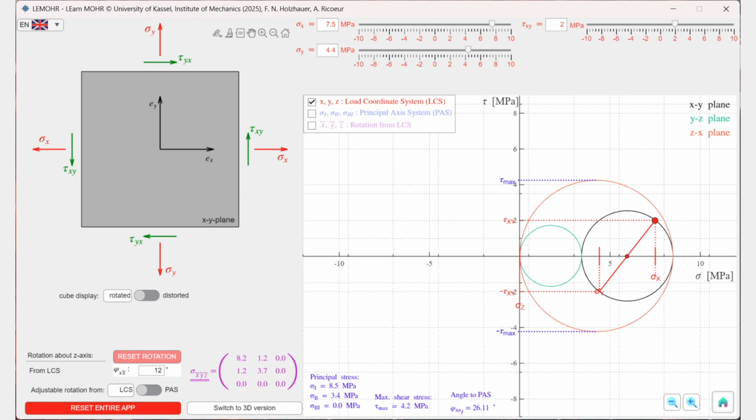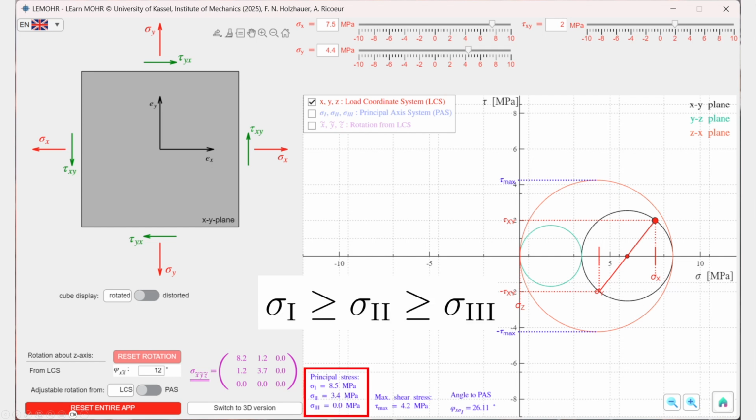The 3 intersection points of the circles with the sigma axis correspond to the principal normal stresses, which will be referred to simply as principal stresses. Principal stresses are always ordered by magnitude such that sigma 1 is always greater or equal to sigma 2, which is always greater or equal to sigma 3.